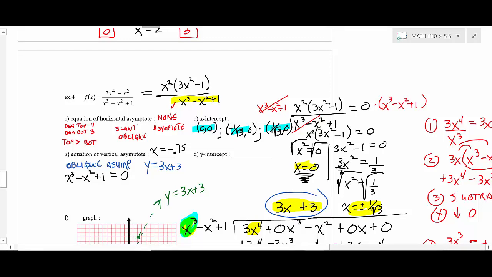Now see, it's a little bit more complicated, because that one right there is already factored, so we solved the equation x squared times 3x squared minus 1 equals 0. It's already factored. So that gives you what your intercepts are.